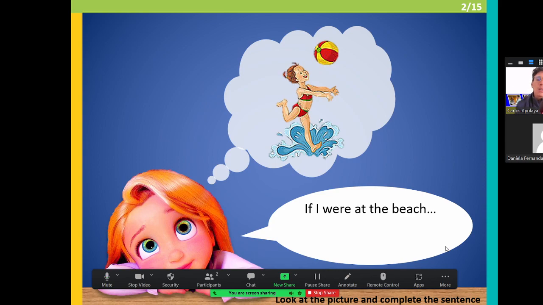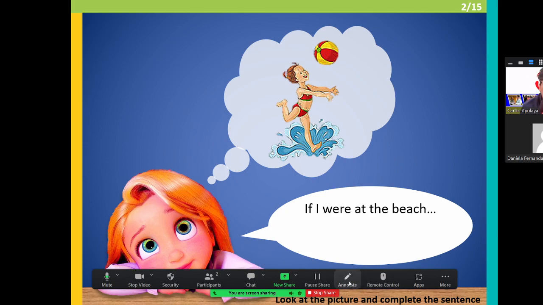Next, read. If I were at the beach, I would play... I would be great. Mira, tiene sentido. Si fuese o si estuviese en la playa, estaría genial. I would be great. Good.